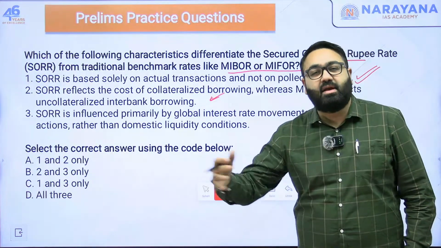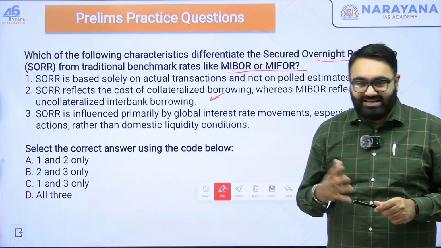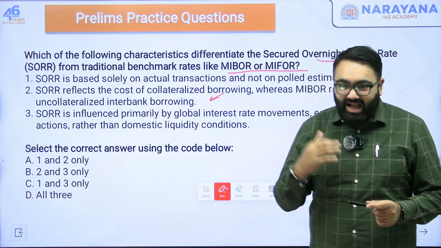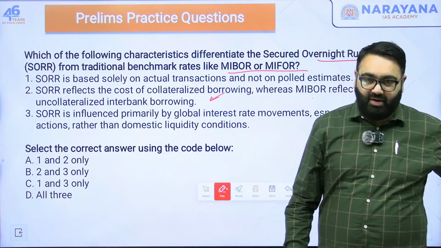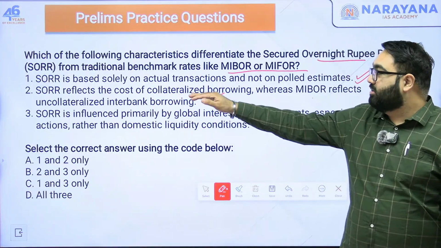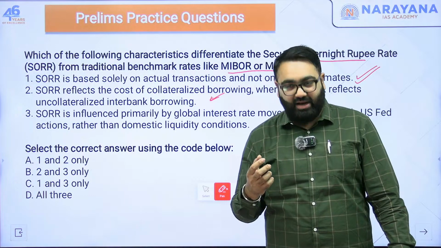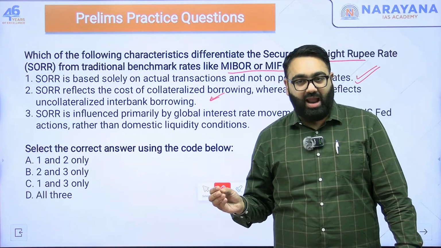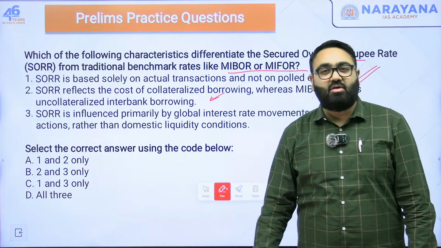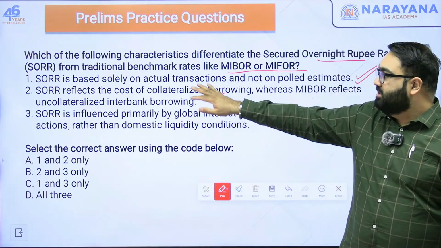Similarly, when the banks take money from the RBI, they have to put government security, or GSEC as you call it, as a collateral, as a guarantee. GSEC kind of secures the loan, it acts as a collateral, and the RBI can take that if the bank does not give the money back. So again, SORR is decided on the basis of collateralized borrowing, means on the basis of what interest rates are available in the market right now when you give something as a collateral, as a guarantee. MIBOR works on the basis of uncollateralized loans, no guarantee being given on those kind of loans. So second also is correct.